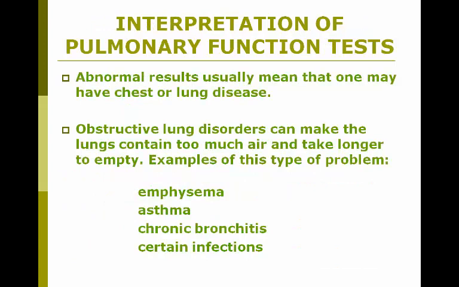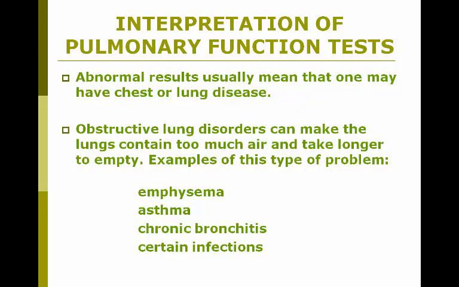Abnormal results usually mean that a person does have a chest or a lung disease. Obstructive lung disorders can make the lungs contain too much air and can cause the lungs to empty more slowly or abnormally too slow. These include emphysema, asthma, chronic bronchitis, and certain infections. It's interesting that obstructive lung disorders are problems of not being able to exhale, not what you might have thought. You might have thought that it was getting air in that was the problem, but in obstructive lung disorders, the real problem is getting the air out again.